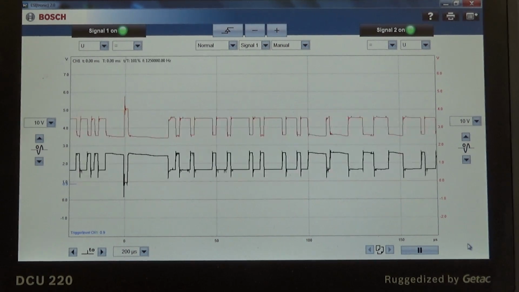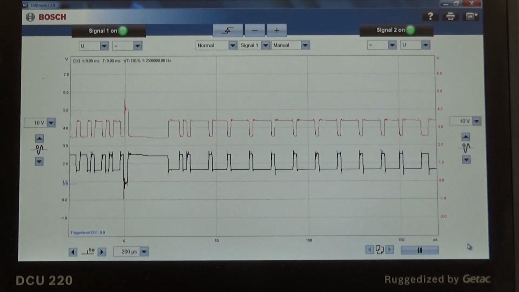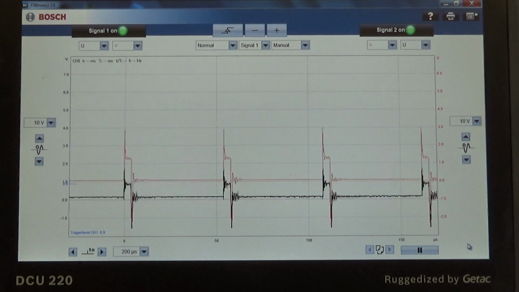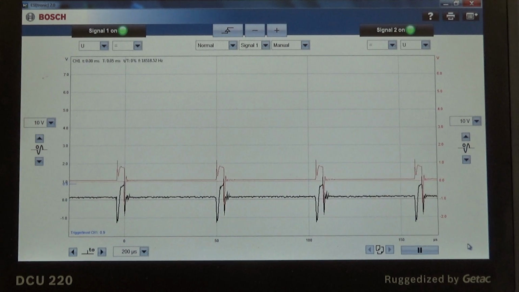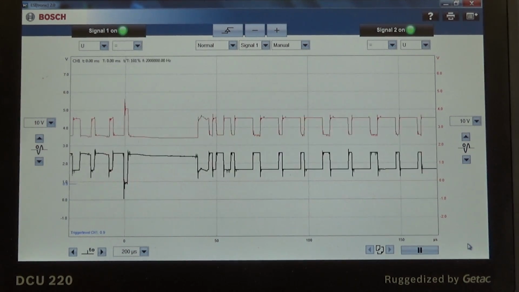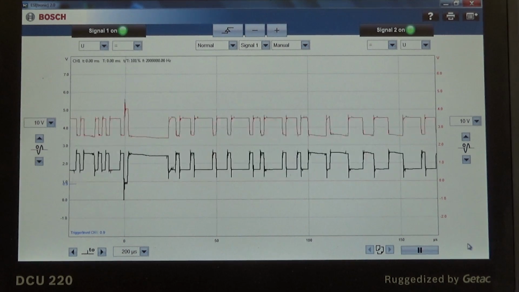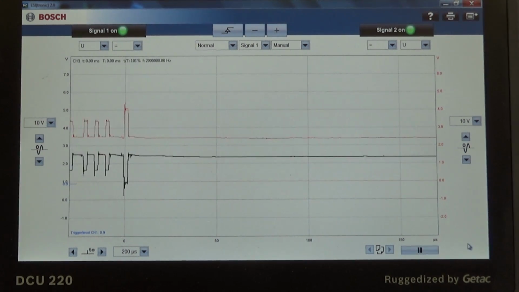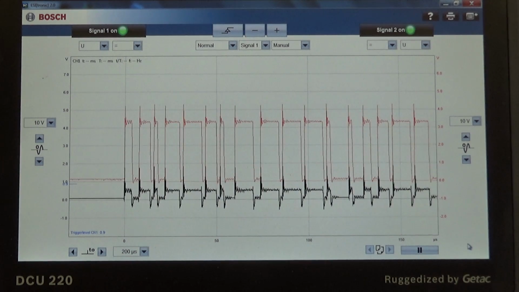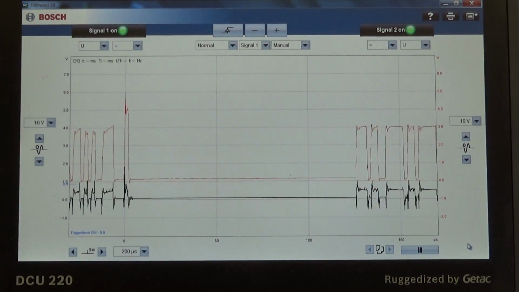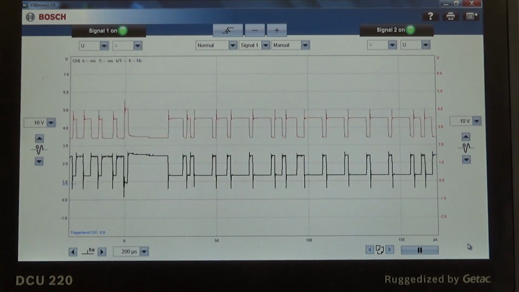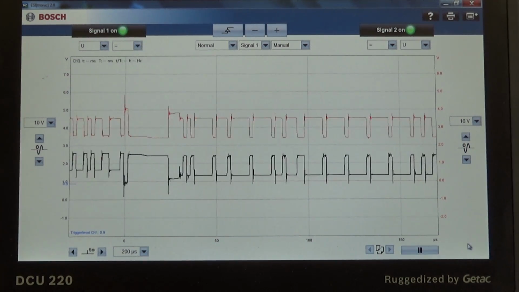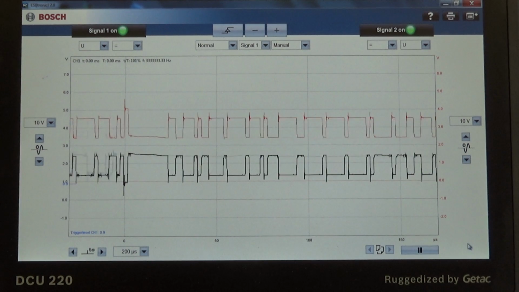So I'm now shorting the CAN high to ground. You can see what's happened there to the signal. Take it out, and signal returns. Now I'll do the same thing with CAN low. I'll short that to ground. You see what happens there. Take it out, and the signal returns. So you can see the CAN system is a fault tolerant system.